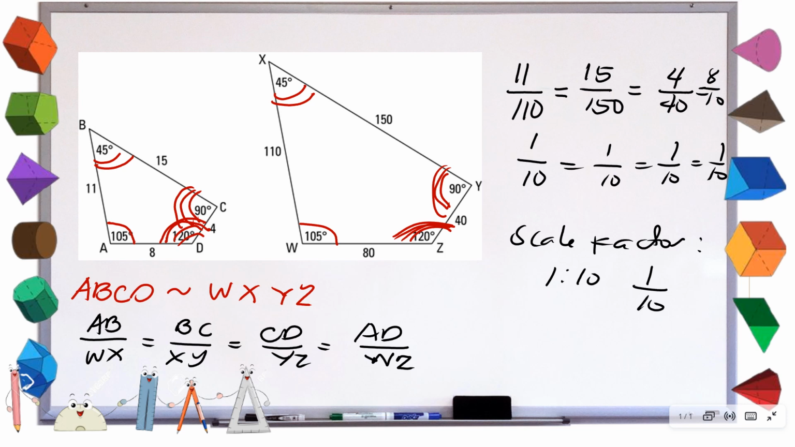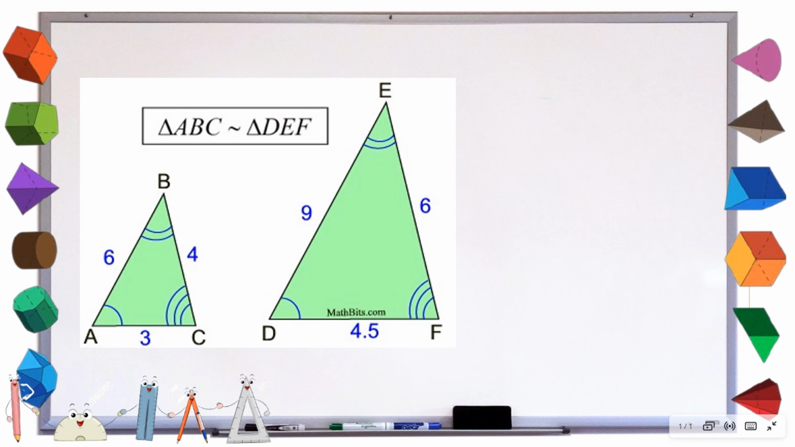Okay, let's have the next one. So we have here a triangle. The triangle ABC is similar to triangle DEF. So no need for us to write. So it's already given that angle A is congruent with angle D, angle B is congruent with angle E, and angle C is congruent with angle F. So let's have the proportional parts here.